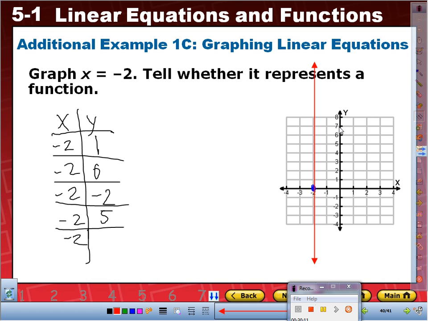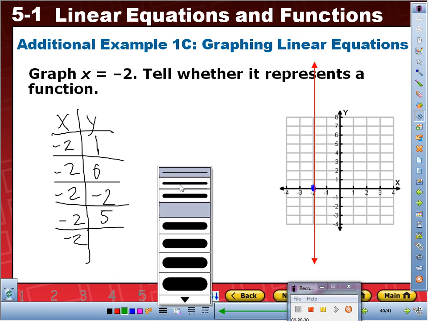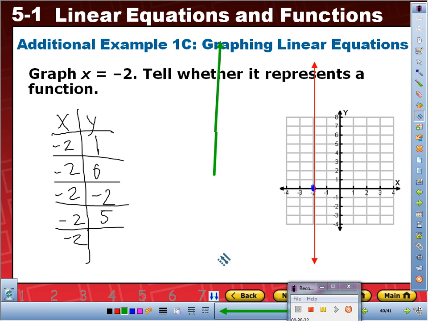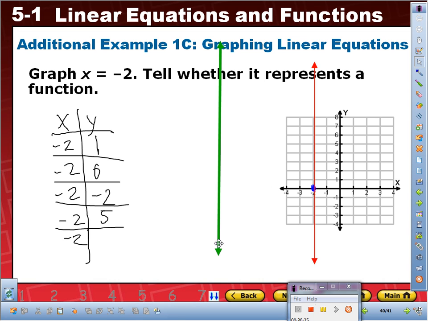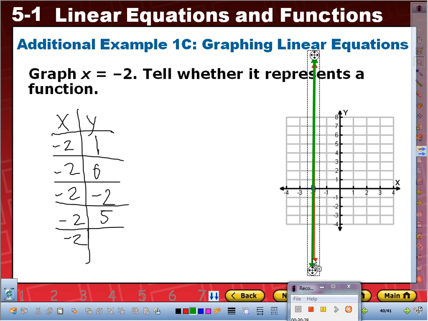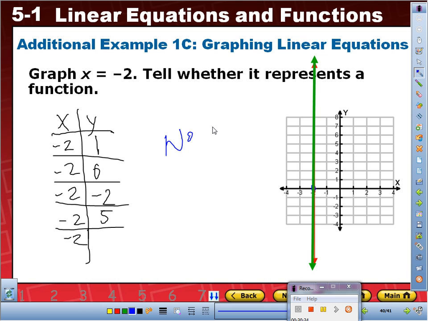Okay? Now they're asking, tell whether it represents a function. So let's do our vertical line test. I get my pencil. Here it is. I'm going to scan it from left to right and see if it touches at more than one point. Let's see. The whole thing, it touches all the points. Therefore, this is not a function. So far, so good? Okay?